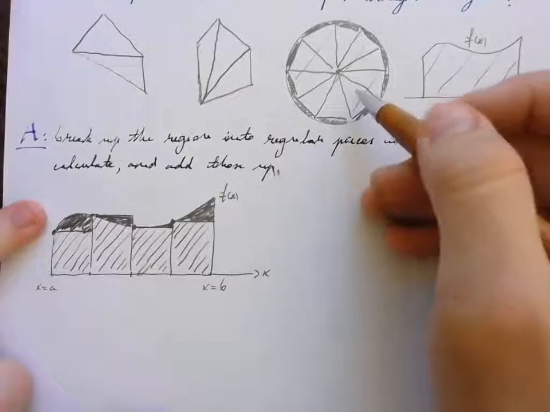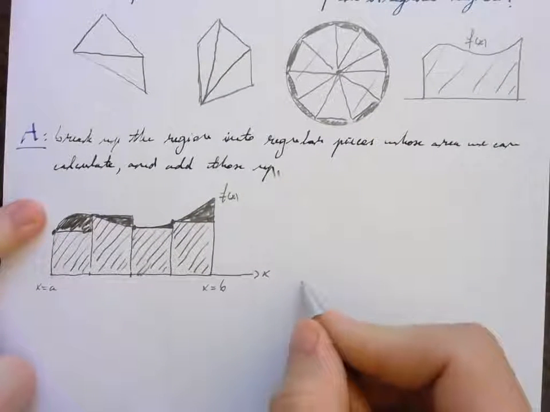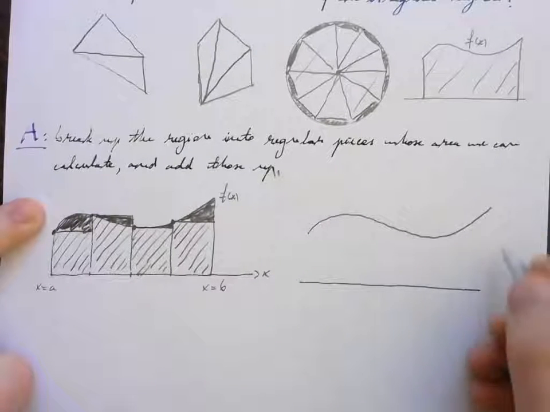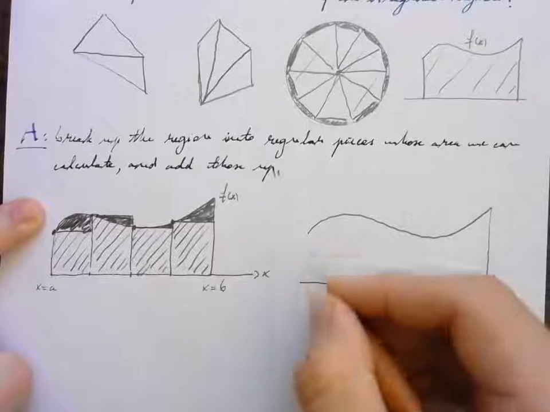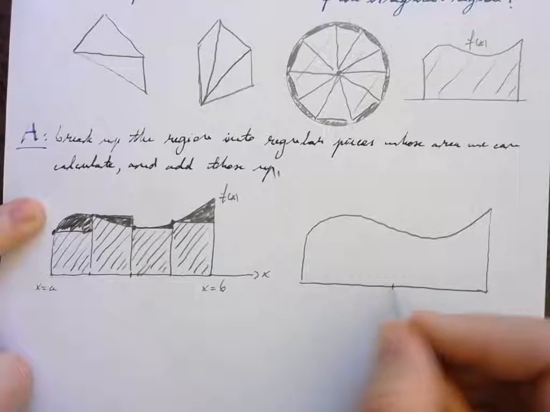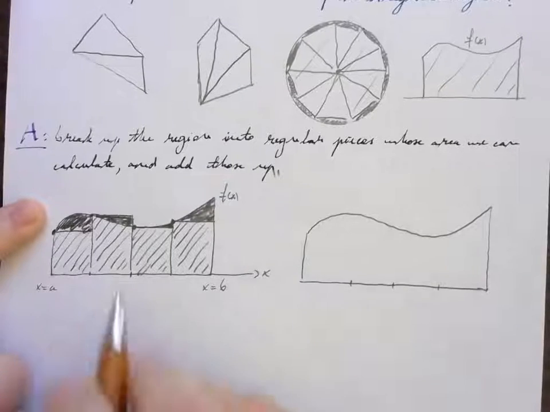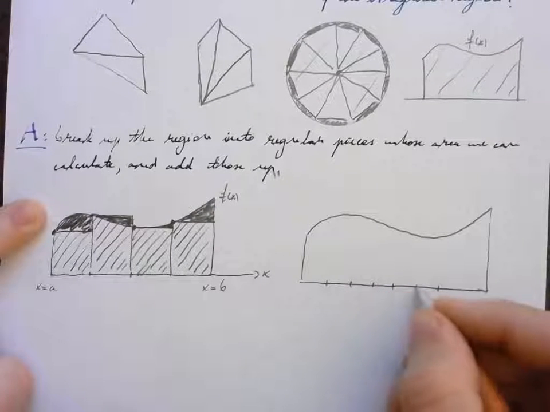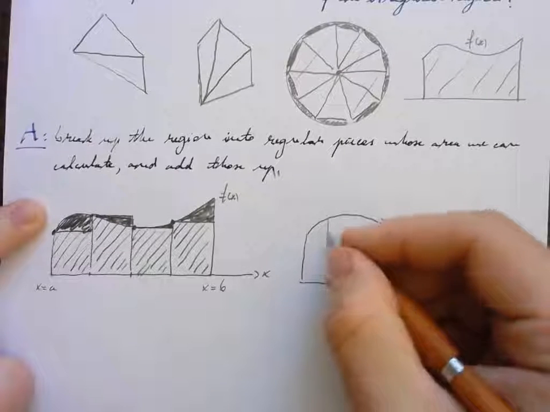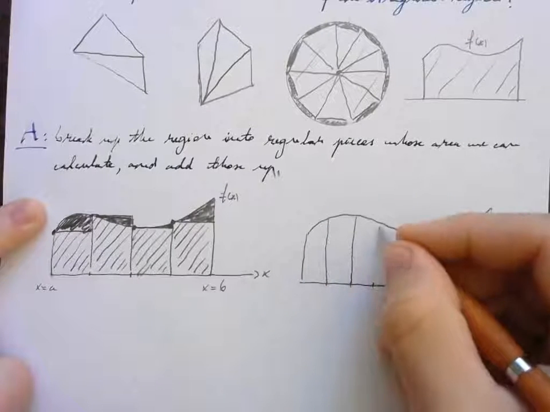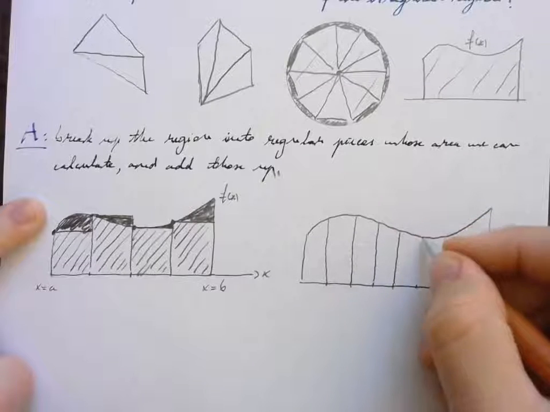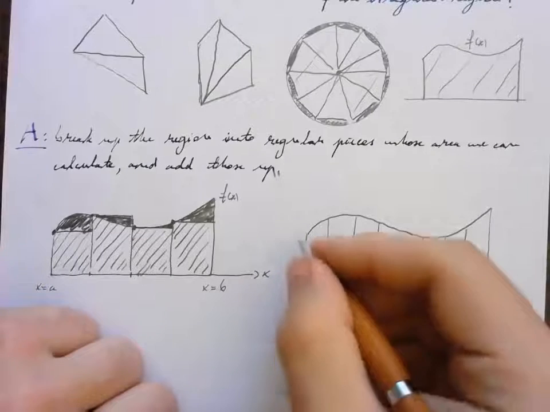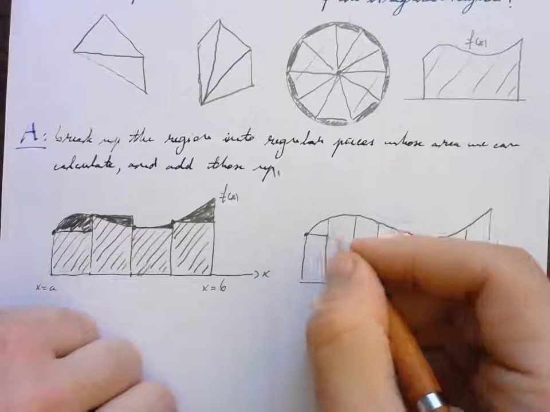So just like I said for the circle, one thing I could do is try to break this region up into more rectangles to hopefully get a better approximation. So instead of breaking it into 4 rectangles like that, I'm going to break it now into 8. Just like so. And now let's go ahead and draw those rectangles.